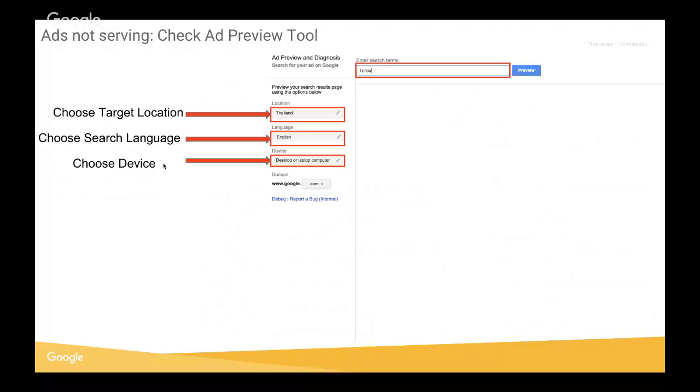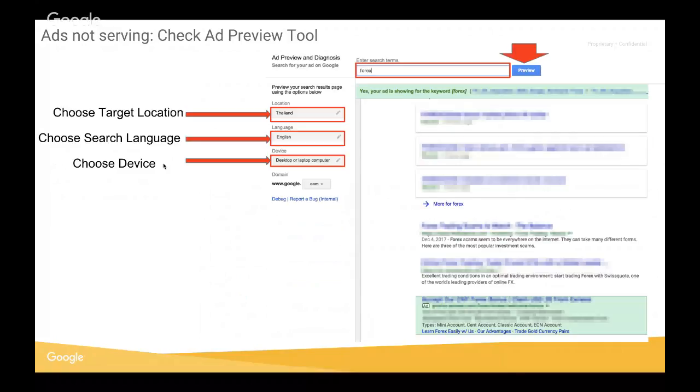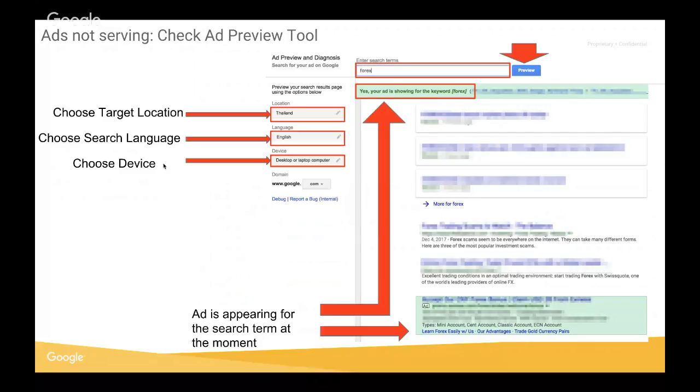In the ad preview tool, you'd then type in the search term. In this case, I use an example of Forex, foreign exchange. Once you type it in, click on preview. Then the ad preview tool will show you a mock-up of a search page as your ad might show at that very moment. If your ad is showing at that exact moment, you'll see the green bar at the top saying, yes, your ad is showing for the keyword. On the page itself, you will see the ad as well, as you can see towards the bottom. And this shows that the ad is showing at that exact moment that you did the search.